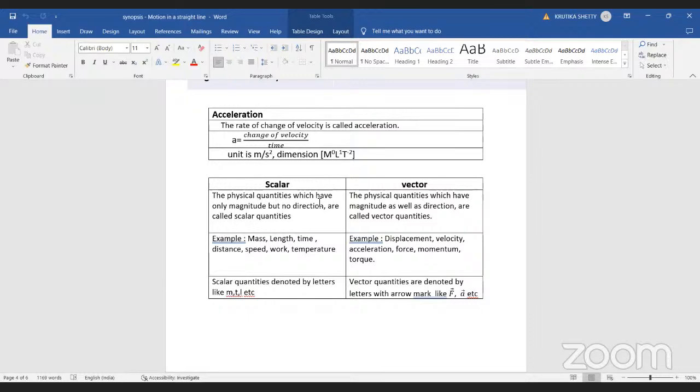For example, time. When we say time, we don't specify direction, therefore it is a scalar quantity. But when you are measuring the displacement, what do we do? We take the shortest distance. So when you are taking the shortest distance, it can be in the positive direction or in the negative direction. Therefore the displacement, velocity, these are all vector quantities. So you can see some examples for the scalar and the vector quantities written over there.